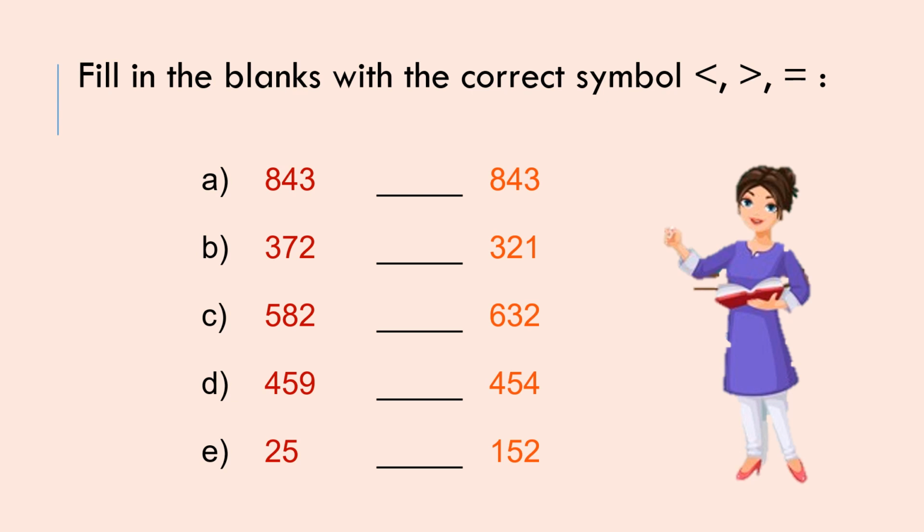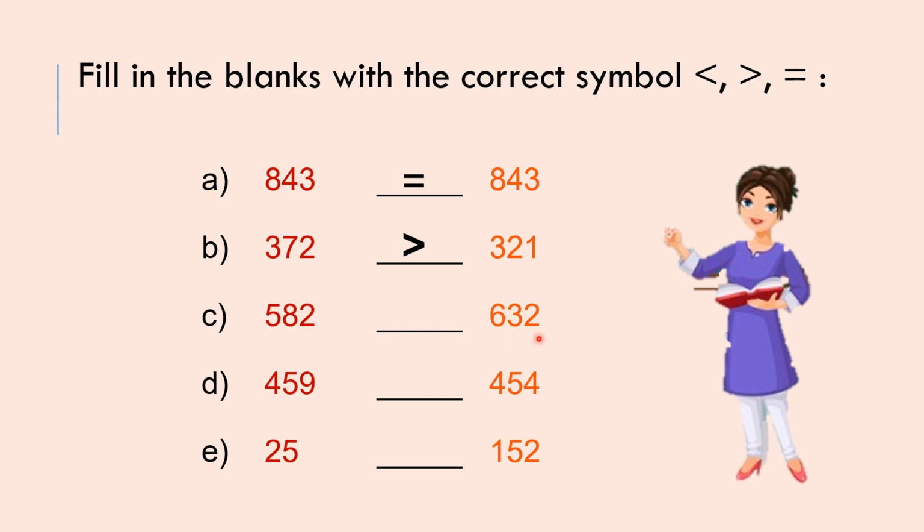As we have seen the rules in the previous slide, how to compare the numbers, let's quickly do this. 843, 843, both are same. So the symbol here will be, that's right, equal to. 372, 321. Compare the hundreds. 3 and 3, both are same. Compare the tens. 7 and 2. 7 is greater. So 372 is greater than 321.